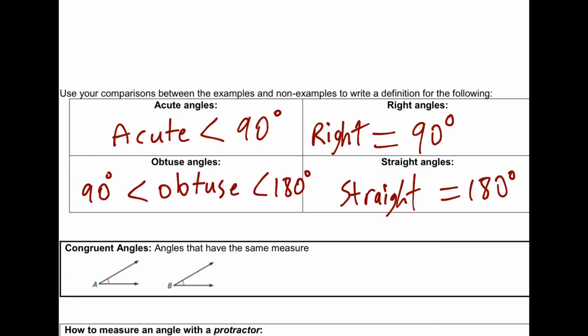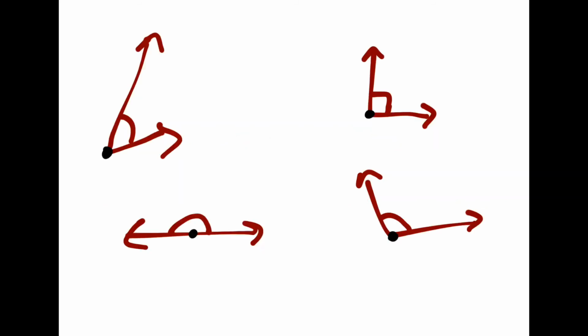So one more time, acute angles are less than 90 degrees, right angles are equal to 90 degrees, obtuse angles are greater than 90 but less than 180, and straight angles are equal to 180. So whenever we consider an angle as a common endpoint with two rays coming off of it, we're always looking at this interior part of the angle.